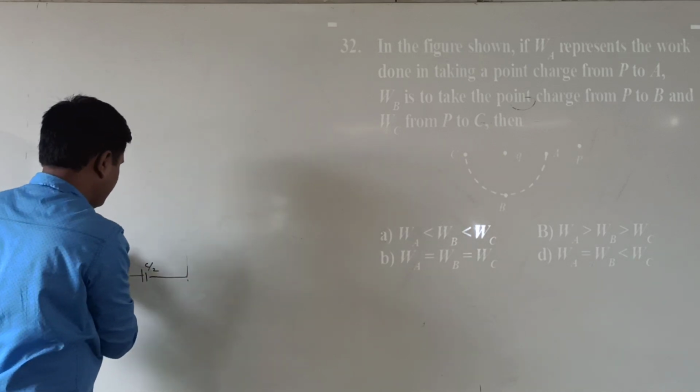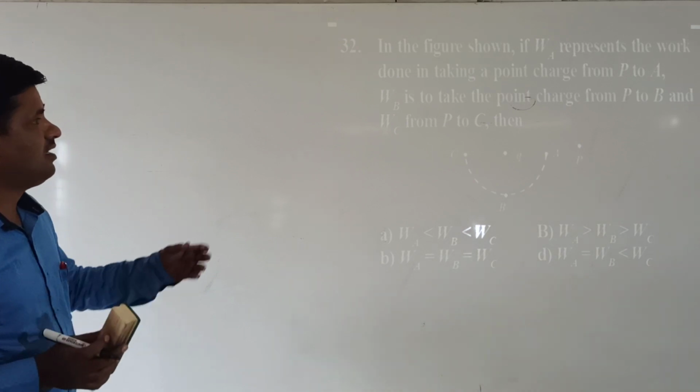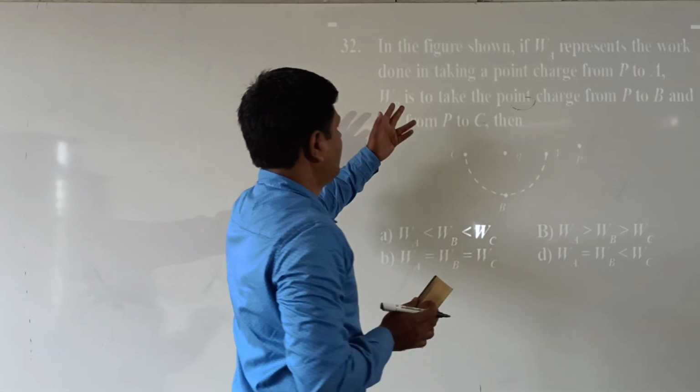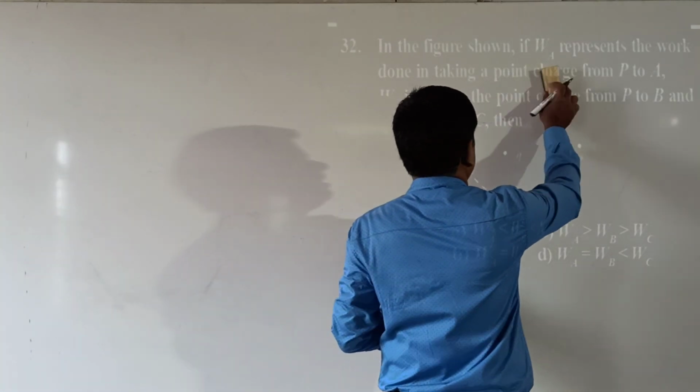Now we move to question number 32. In the figure, WA represents the work done in taking a point charge from P to A. WB is the work done when the charge is taken from P to B. WC is from P to C.